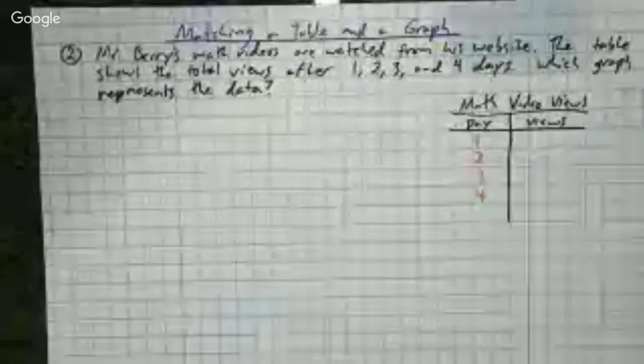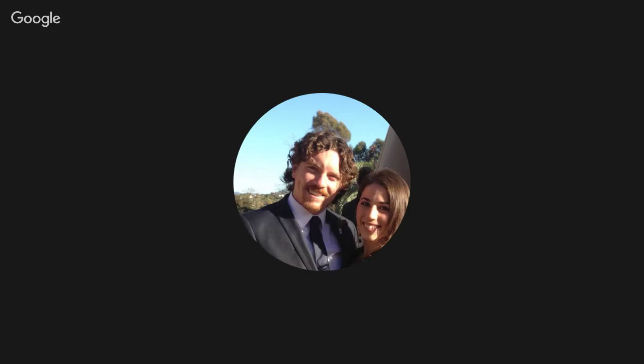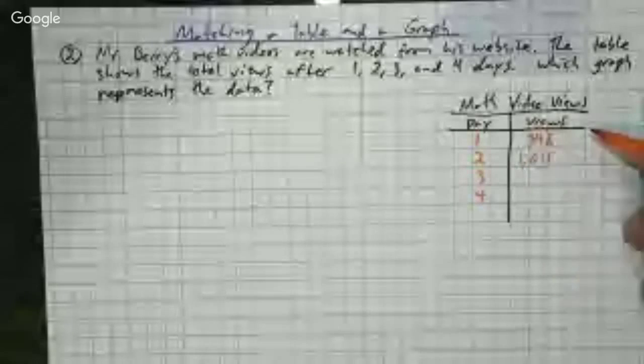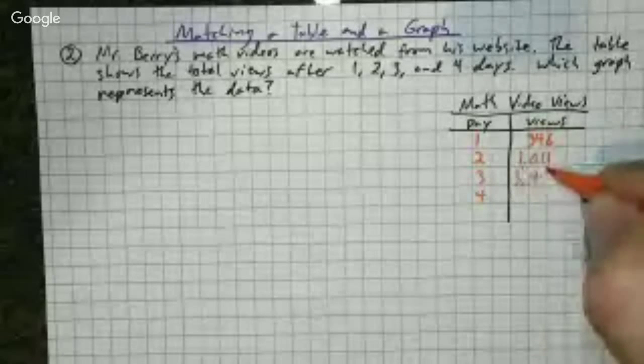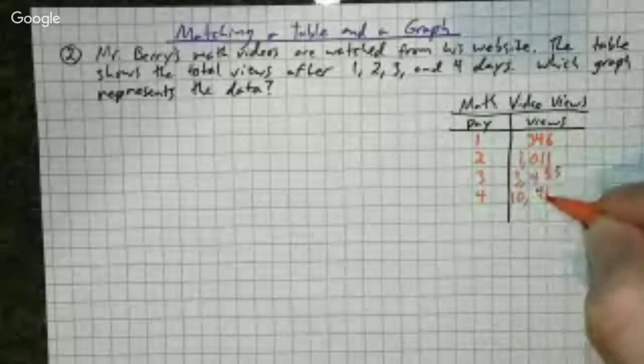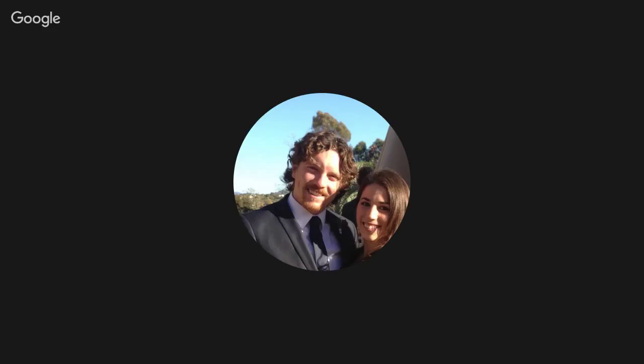In day 1, Barry's math. Day 2, the views are now at 1,011. Day 3, we have 3,400. Day 4, 10,426. Four different graphs. So I'm going to go ahead and write each of them up.